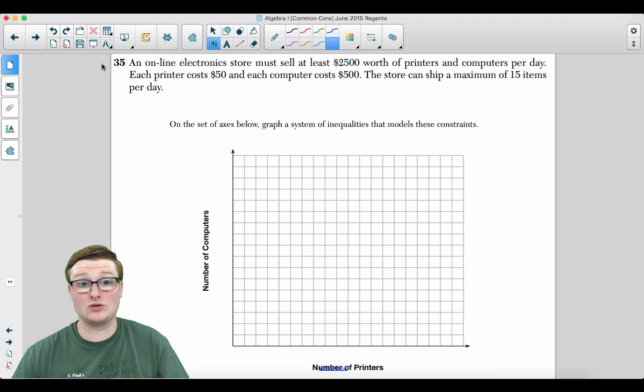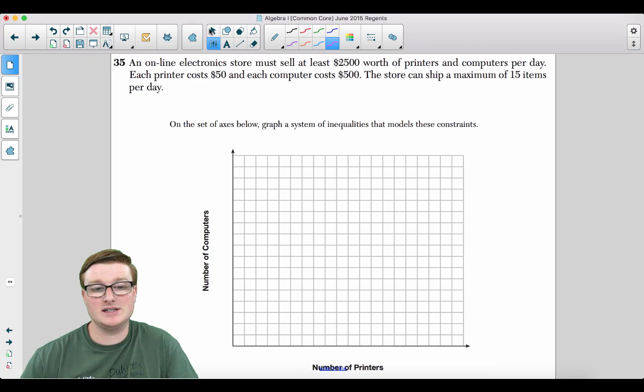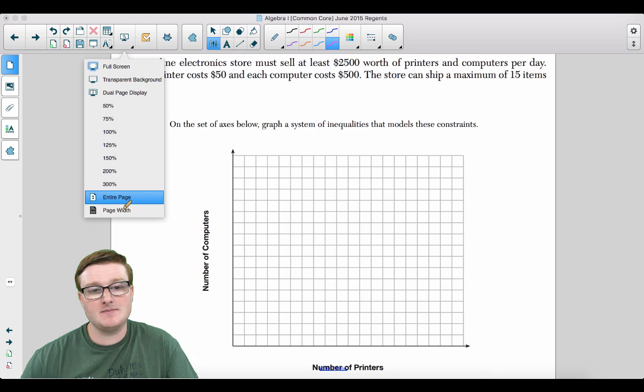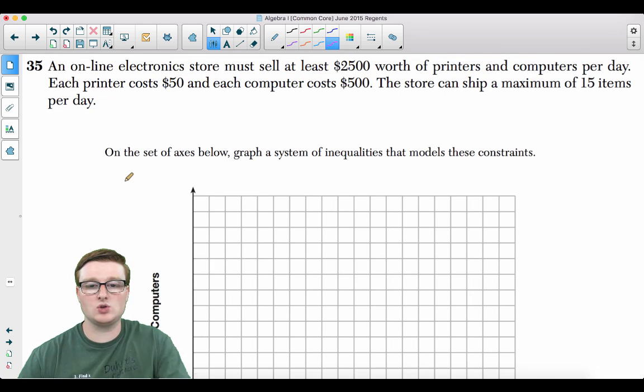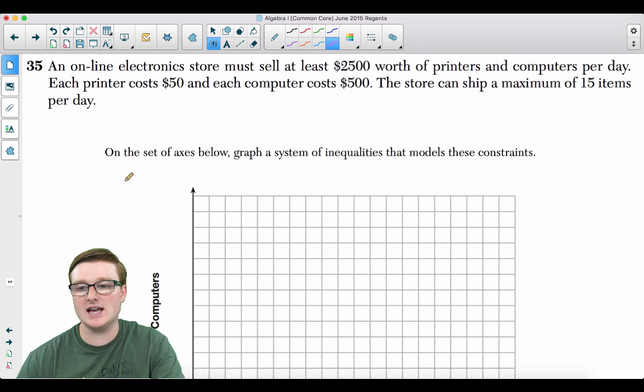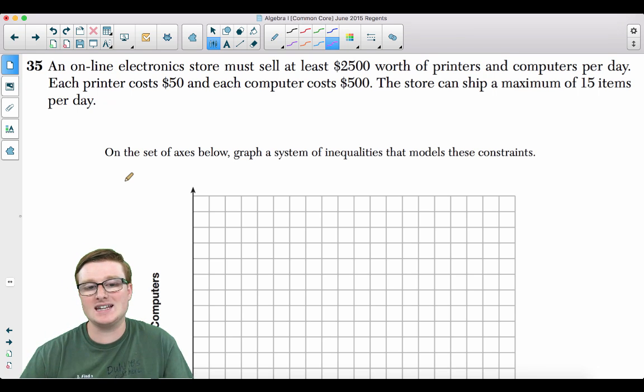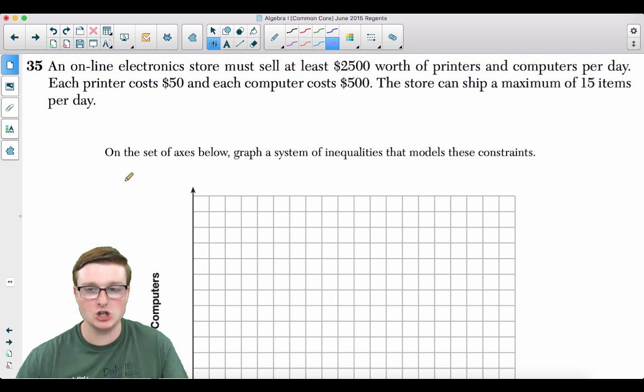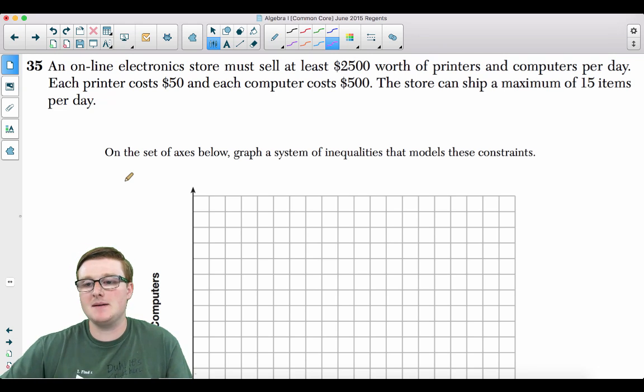This is a long Regents for the part 2s. This is insane. 35 says, an online electronics store must sell at least $2,500 worth of printers and computers per day. Each printer costs $50 and each computer costs $500. The store could ship a maximum of 15 items per day. On the set of axes below, graph a system of inequalities that models these constraints.